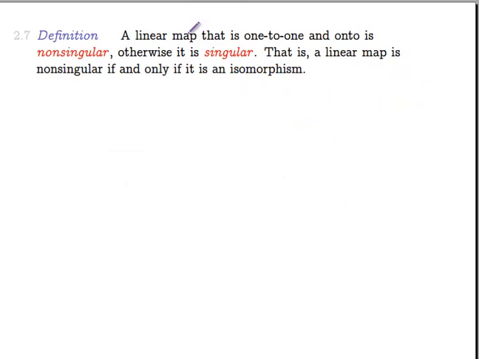Okay. Now we go on to singular and non-singular maps. This has to do with the rank. A linear map that is one-to-one and onto is non-singular. Otherwise, it's singular. A linear map is non-singular if and only if it's an isomorphism. Remember, a homomorphism is not necessarily one-to-one and onto. The only difference between a linear map and an isomorphism is that an isomorphism is also one-to-one and onto.